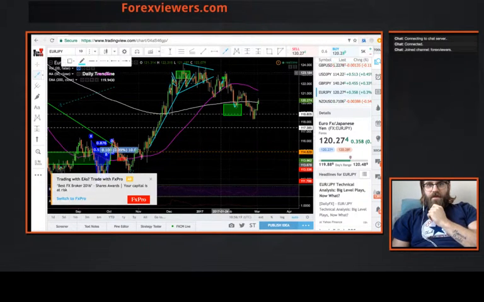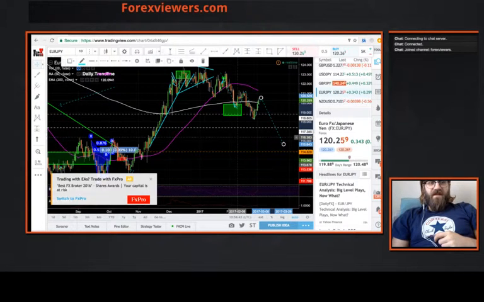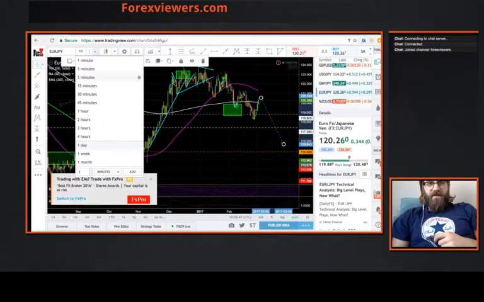Boom, we get a pullback. Boom, another drop, lower close right here. Boom, again pullback. So this is what we're expecting to happen if the market's going to continue on its path. So we are short the dollar yen, which the euro yen and the dollar yen tend to correlate.